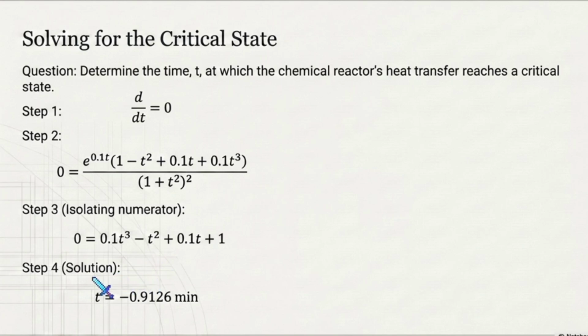This is a cubic equation because the highest power of t is 3. To find the value of t, we solve this cubic equation using a mathematical method or calculator. After solving the equation, we obtain the result. That means the final answer is t equals minus 0.9126 minutes. So, in conclusion, by setting the rate of change to 0 and solving the resulting equation, we can determine the critical time for the reactor heat transfer. Thank you.